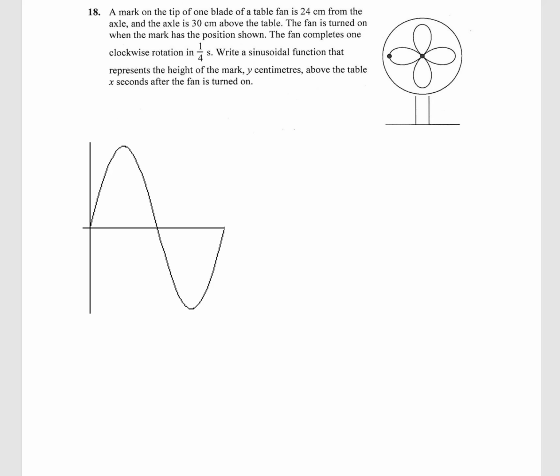fan is turned on. So looking at our diagram here, our fan is turning clockwise, and at this point here, our mark is at the same height as our axle, and we've been told that's 30 centimeters. When it's up here, we're adding the length of one of these blades, which we've been told is 24 centimeters. And here at the bottom, we're subtracting from 30 the 24, one length of the blade, and that leaves us with 6 centimeters above the table.